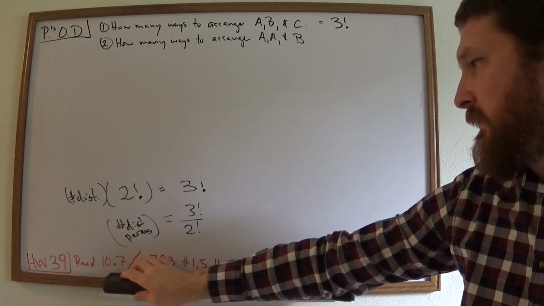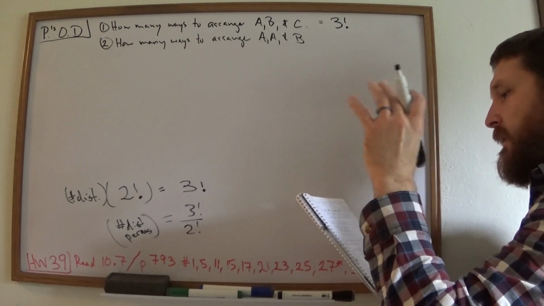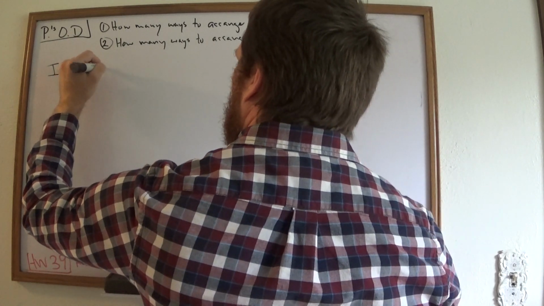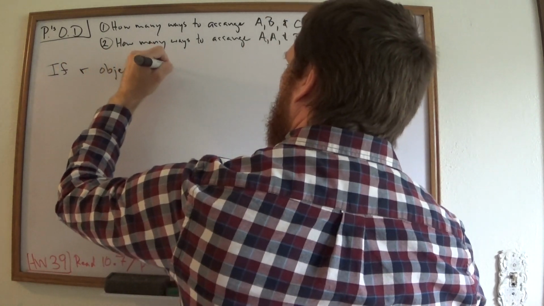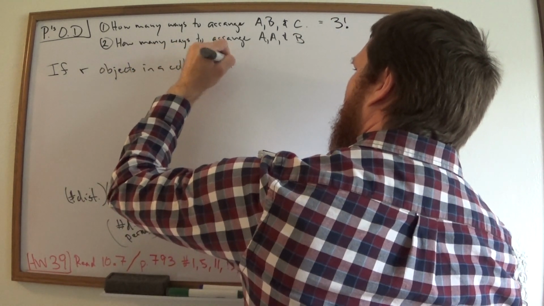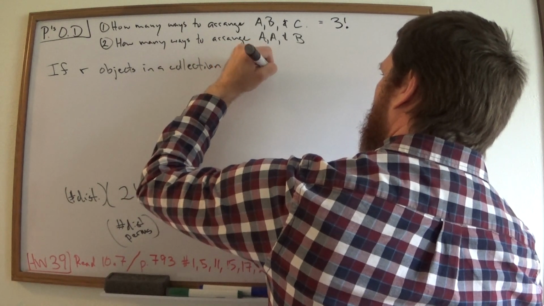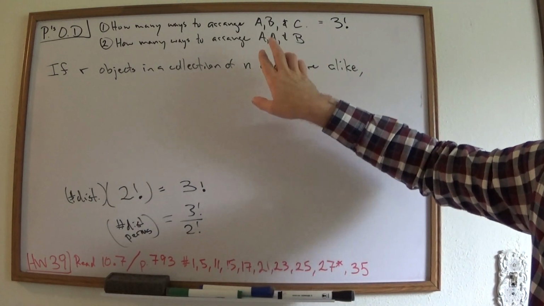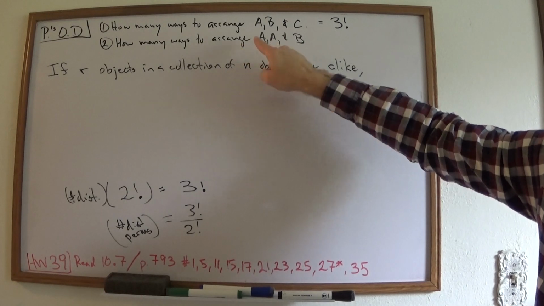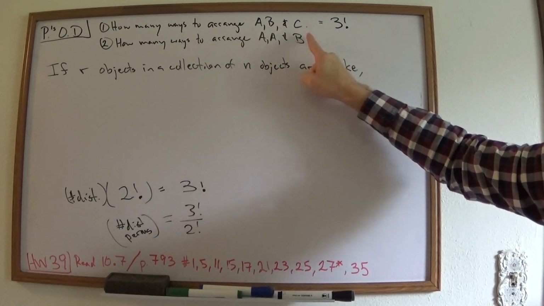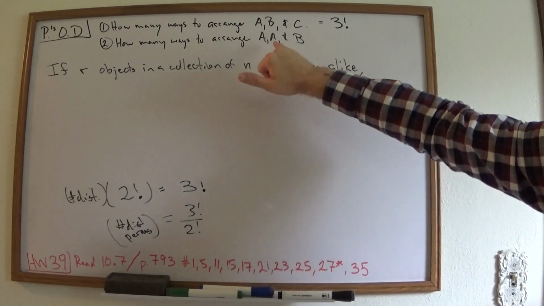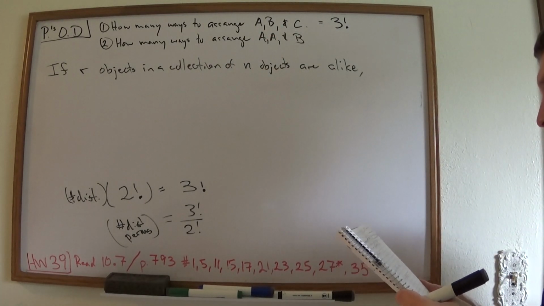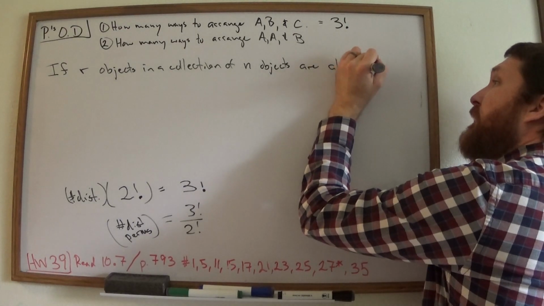And so, slightly more generally, if R objects in a collection of n objects are alike, and the rest are different. In other words, R in this case would be 2, and here's your collection of n objects, so n would be 3. You have a total number of 3 of them. N is 3. Here, R is 2 because 2 of them are alike, they're of the same kind.